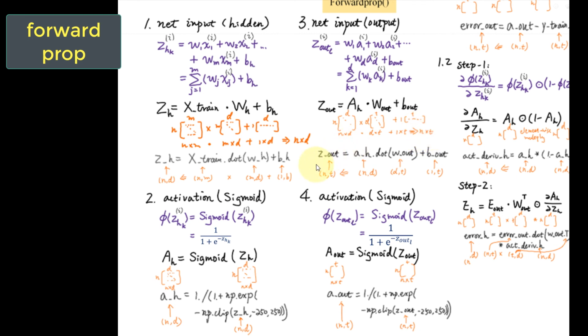In the Python implementation, it's very similar if you compare the net input of the hidden layer and the output layer. The only thing that changed is the input. Earlier it's the training set, now it's the activated value of the hidden layer. The other things that are different are the weight matrices and bias vectors, which are now of the output layer. The dimension of the net input of the output layer would be N by T. Let's implement that in Python.